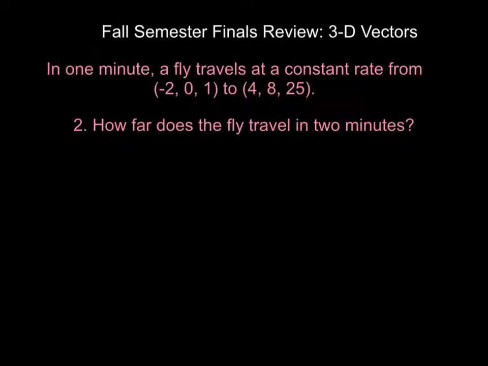And that is the answer to number 1. Okay, so for the second one, if you double the vector of (6, 8, 24), you get (12, 16, 48). Right up there.